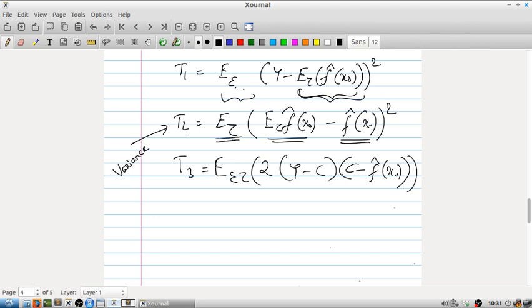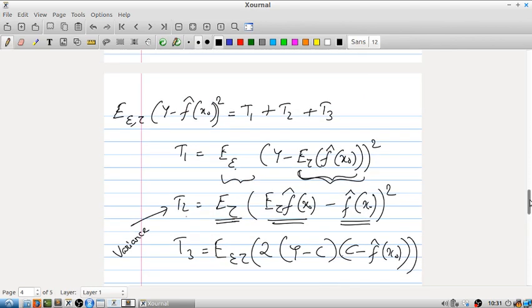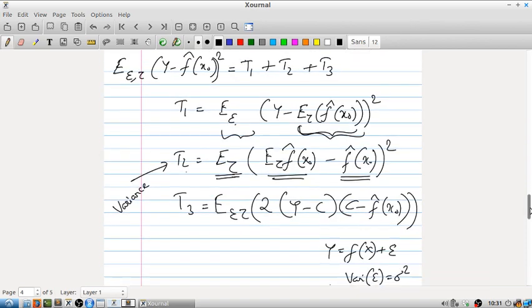Okay, now to simplify this further and define what is bias, I'm going to recollect our model from before. Our model was y is equal to f of x, for some unknown f, plus epsilon, where the variance of epsilon is sigma square. So let's imagine that I can substitute f of x plus epsilon instead of y, because y is just f of x plus epsilon.